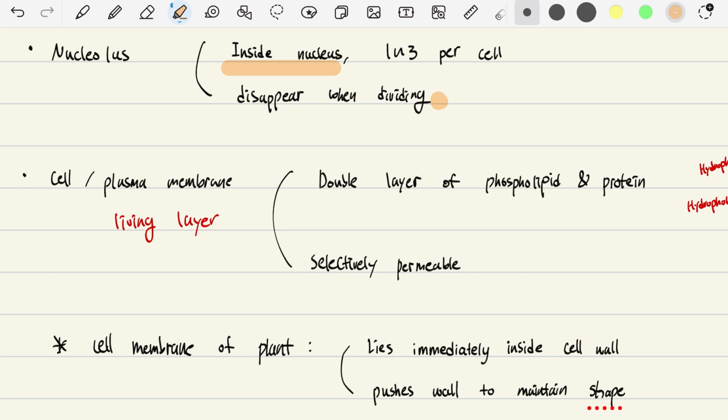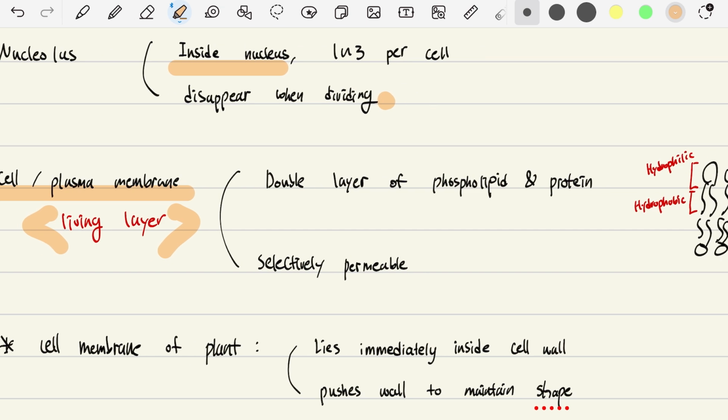The next important organelle will be the cell membrane, which we also call the plasma membrane. And this is a living layer. It means that it functions. We just call it the living layer.